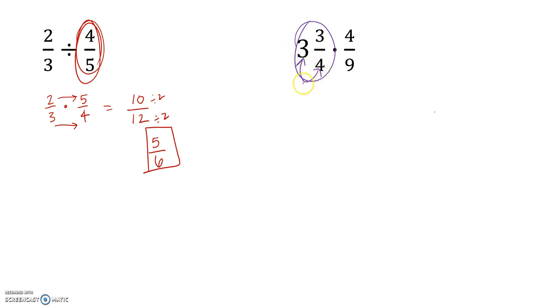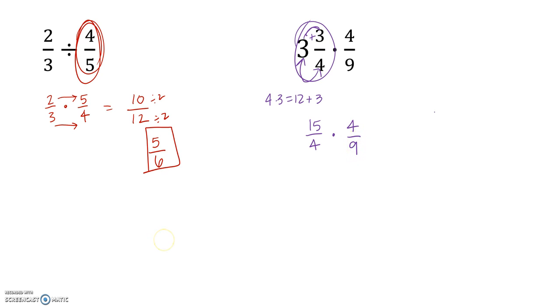You do that by multiplying the denominator and the large number out front. So 4 times 3 is 12. And then you add the remainder. So 3 3/4 is the same as 15 over 4. And you're multiplying by 4 over 9.